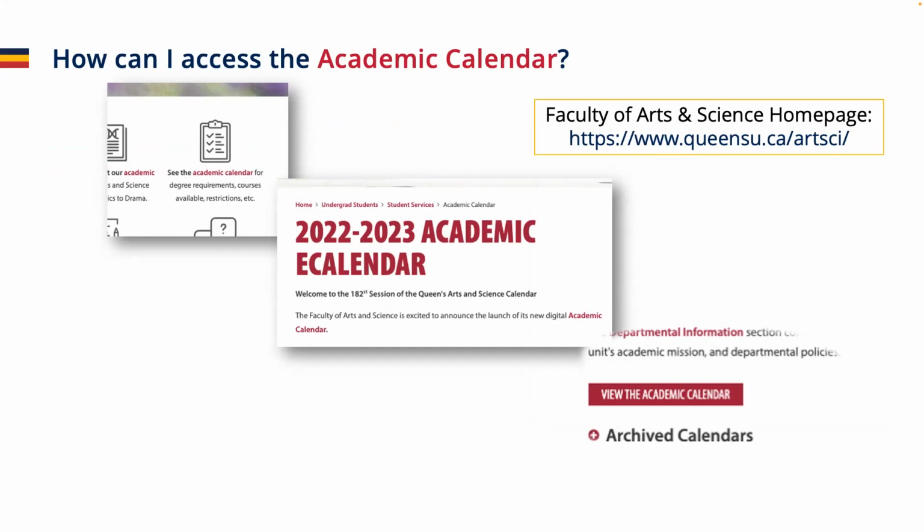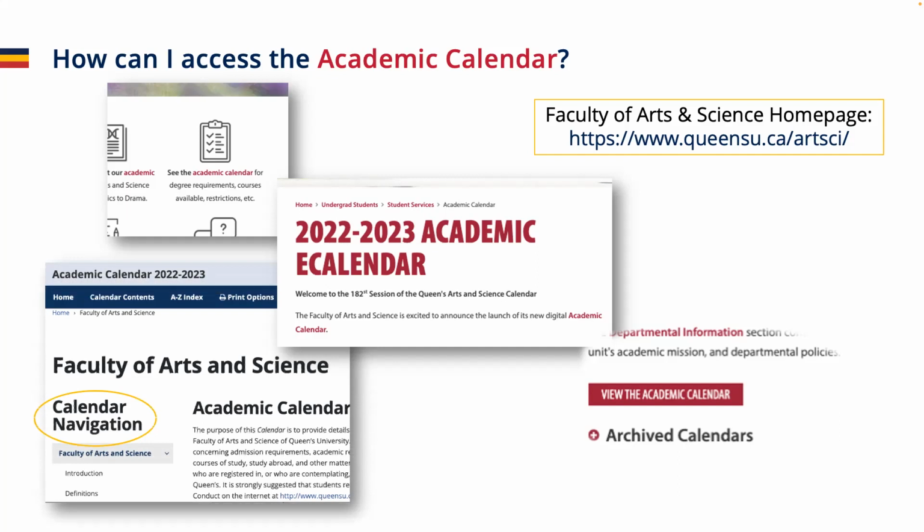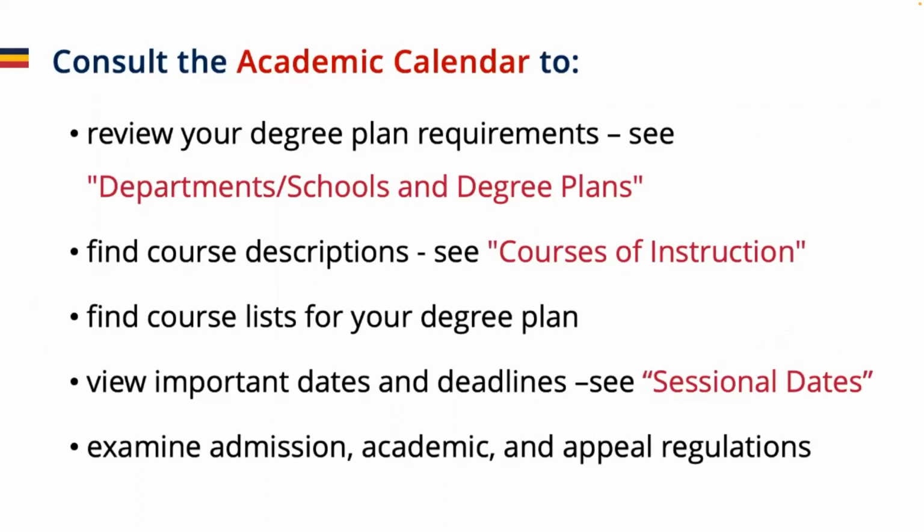Once you click View the Academic Calendar, you will access the current calendar and can use the calendar navigation on the left side to find what you need. You can use the calendar to find information about your degree plan requirements and course lists, course descriptions, sessional dates, and university regulations. You will also find information about certificates, arts and science online courses, dual or second degrees, and courses in other faculties that you might be eligible to take.